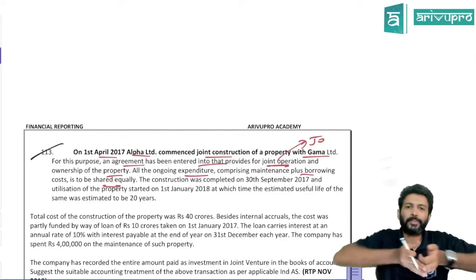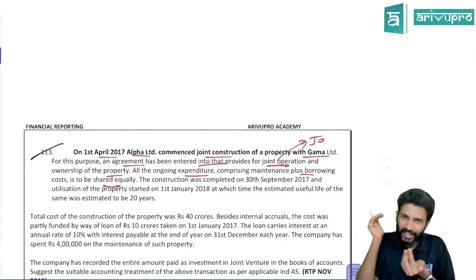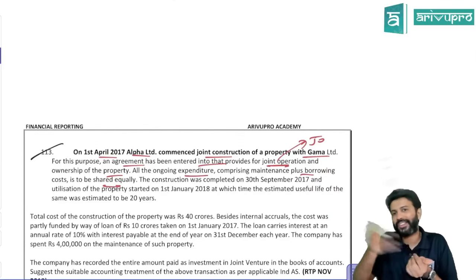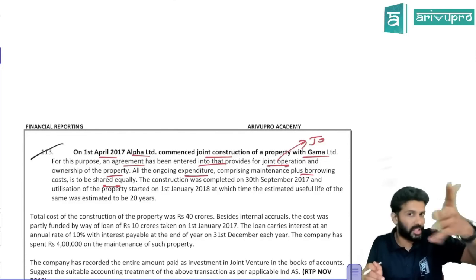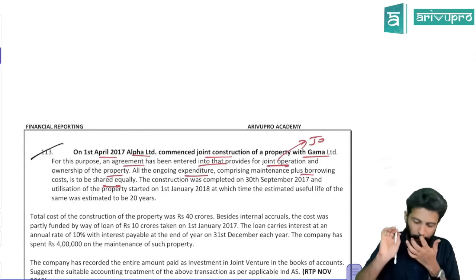Okay. That means definitely JO. All the expenses they are sharing. Correct. So in case of JO only, all expenses, assets, income, and liabilities will be shared. In case of JV, we don't do this. So definitely this is the JO only.